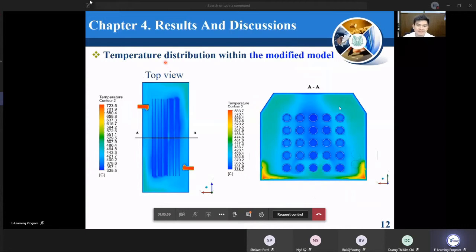And then we move to the temperature distribution in the modified model. This is the top view, and this is the cut plane AA here. And then we can see the temperature for the flow field. This is much more uniform for the steel pipe also.